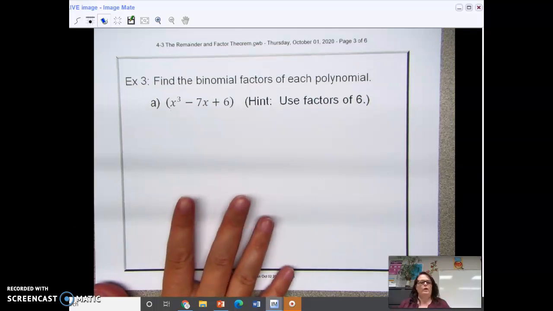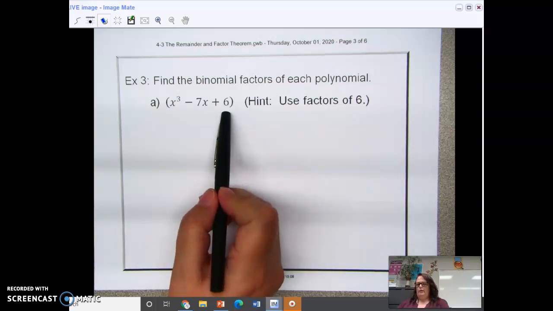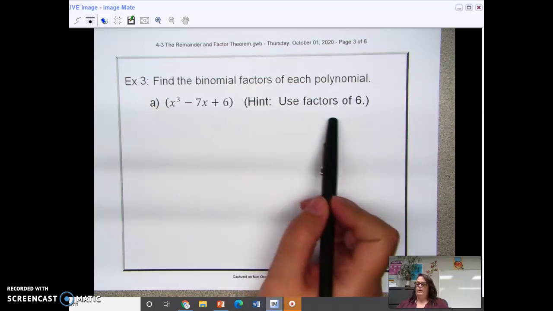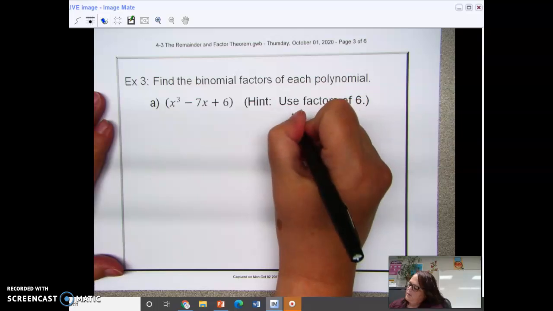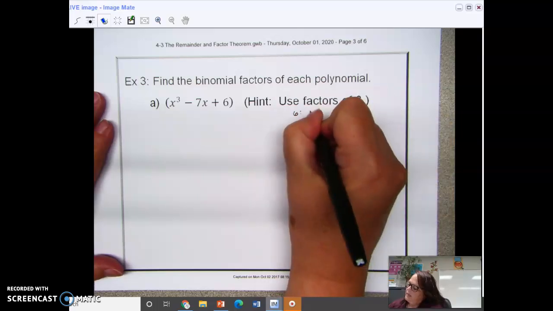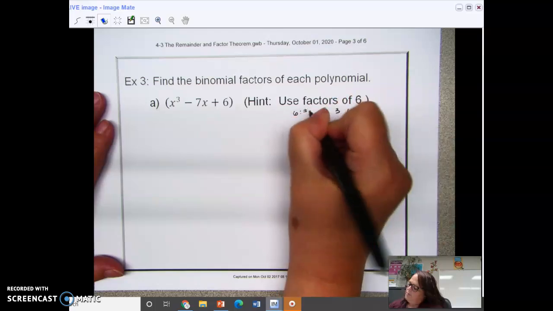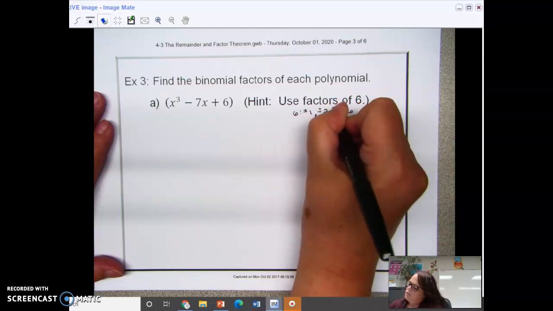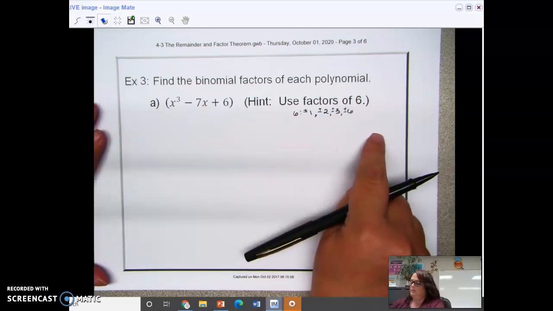Okay, so we are going to put to use what we just talked about, which is using depressed polynomials to completely factor. In this case, we're going to learn a little bit more about a question like this a little bit later on. That's why I gave you the hint to use factors of 6. So if we think about 6, that's going to be something like 1 times 6 and 2 times 3. So I could have plus or minus 1, plus or minus 2, plus or minus 3, and plus or minus 6 as factors of 6, right?